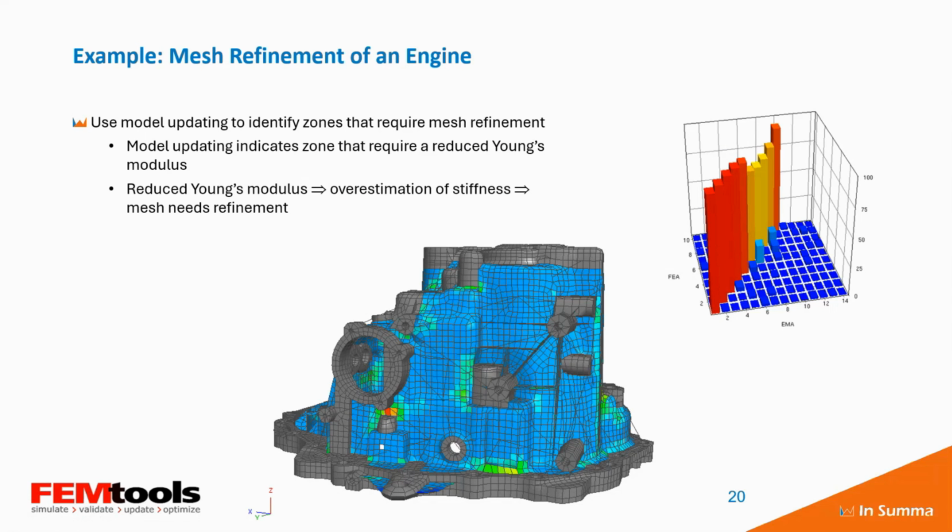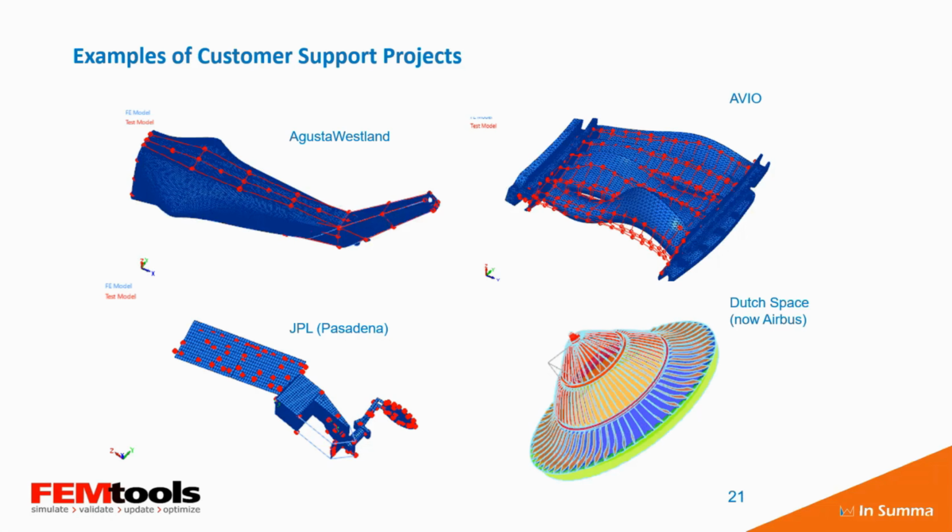This is another example applied to an engine housing. So again, we can highlight the areas that need refinement in this case, indicating to the modeler where they need to investigate the model and check how it could be improved. And the blue areas are not of interest. It's mainly the yellow, green, red areas that should be investigated.